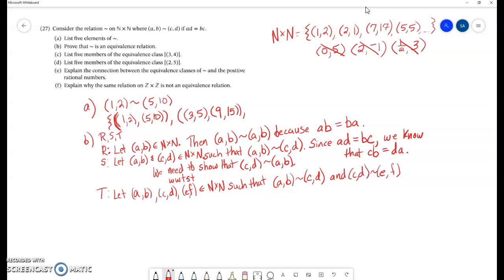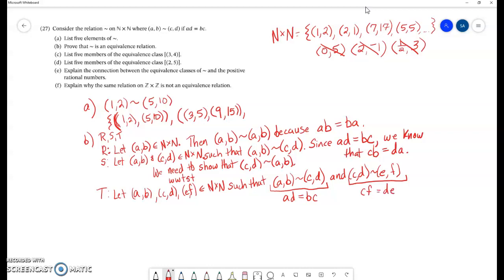So here we want to take stock of what we have and what we need to show. Since this is true, and I'm going to do this visually instead of writing it out, so that I think that'll give a better sense of what's going on here. Since this is true, we know that AD has to equal BC.